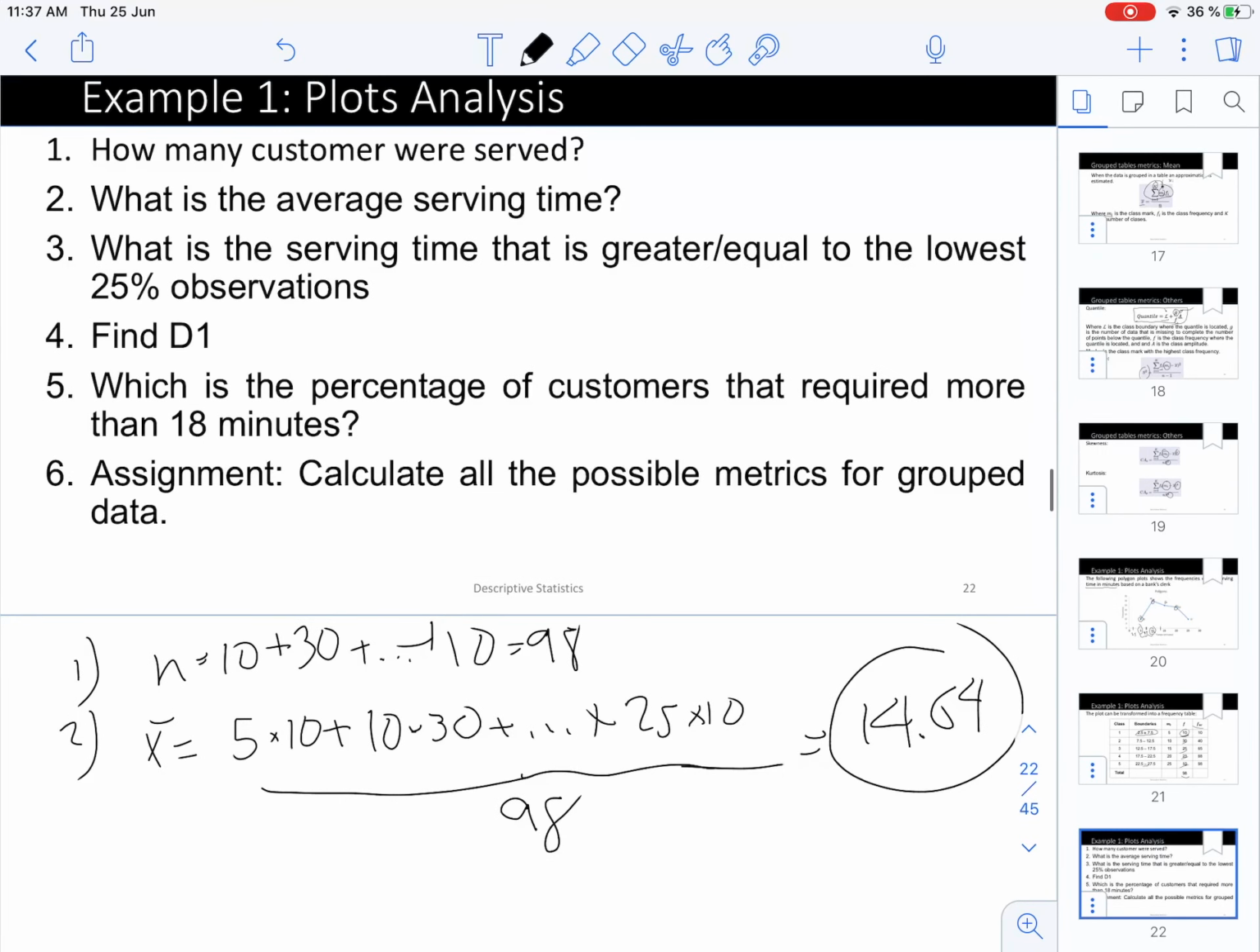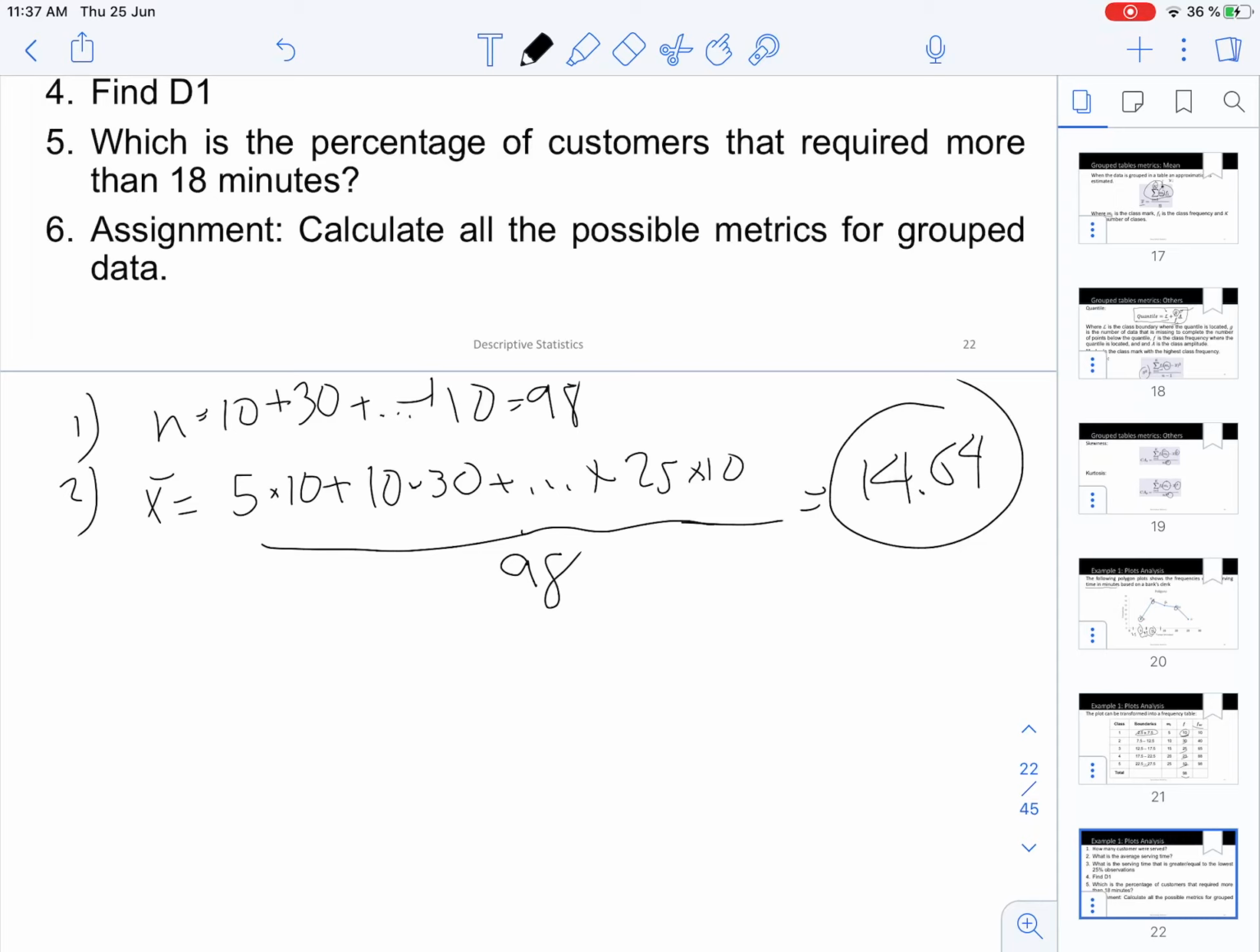What is the serving time that is greater or equal to the lowest 25% of the observations? So in part 3, we're being asked about this. These are all the observations, and we want to find a value that is greater or equal to the lowest 25%. So that's pretty much Q1, right? The first quartile. That's the question here. What is the first quartile?